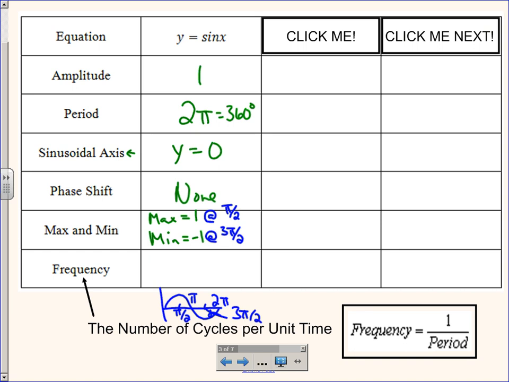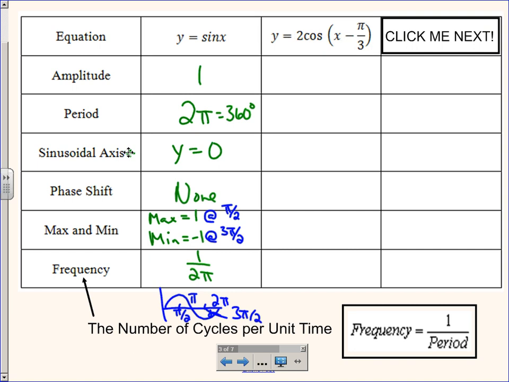Frequency, I thought I better toss in. We don't use it too often, but the frequency is just 1 divided by the period. So your frequency in this case is just 1 over 2 pi, and that's not particularly exciting at all. Next one.